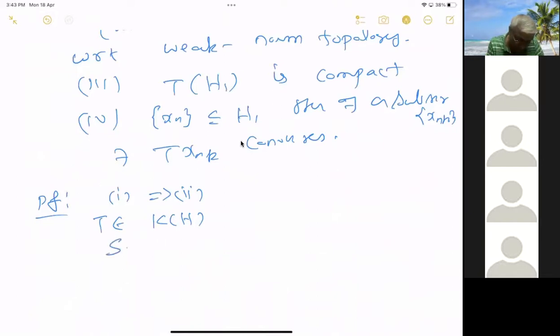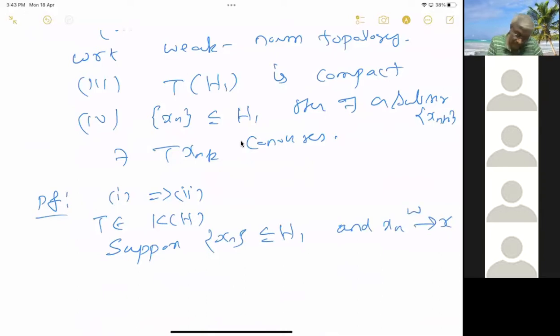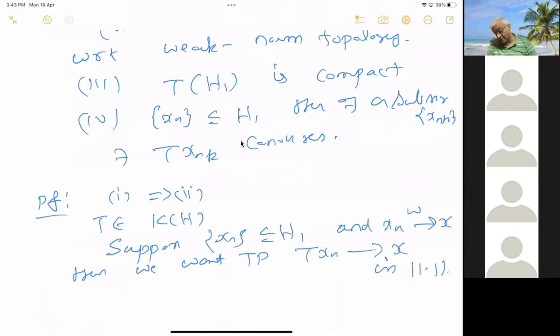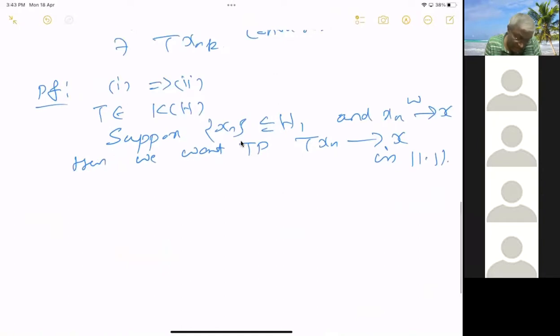So suppose Xn is a sequence contained in H1, the unit ball, and Xn converges to X weakly. Then we want to prove that T Xn converges to T X in norm. That's what we want to do. It's continuous with respect to the weak norm topology: weak topology in the domain and norm topology in the range.